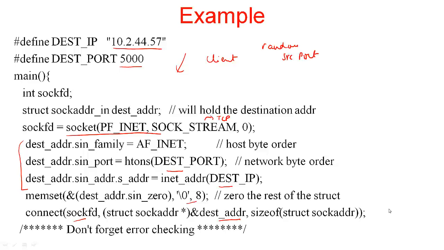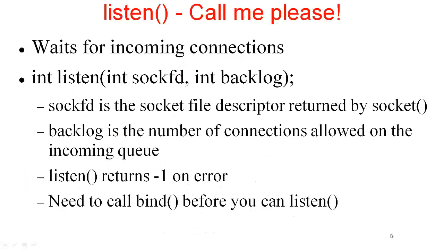By the way, bind is optional here, but if you really want to use bind because you want control over your port information or the IP information because you have multiple interfaces, you can use a bind before you call connect. So the client did a connect.